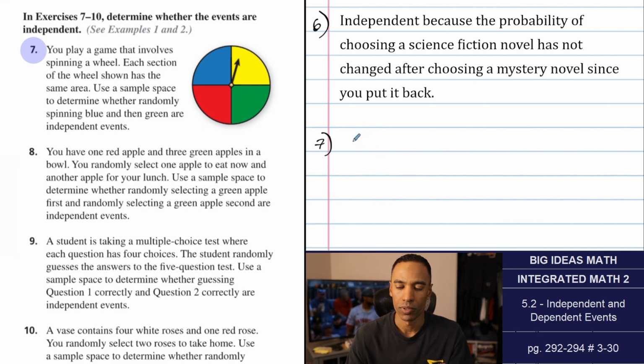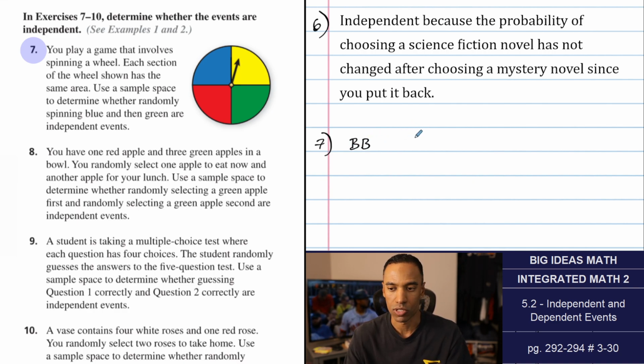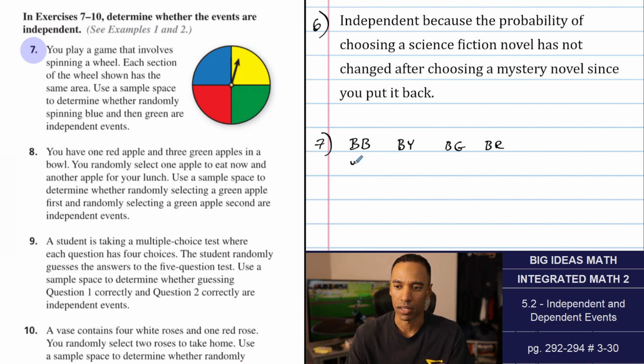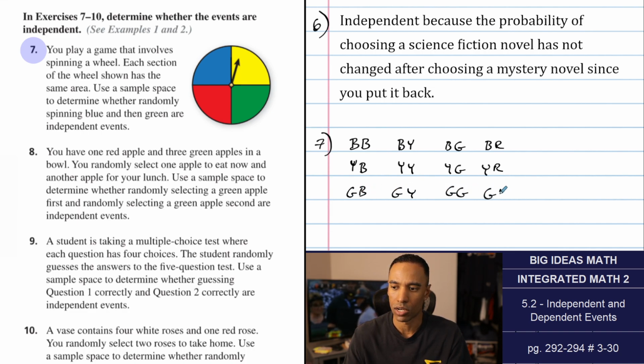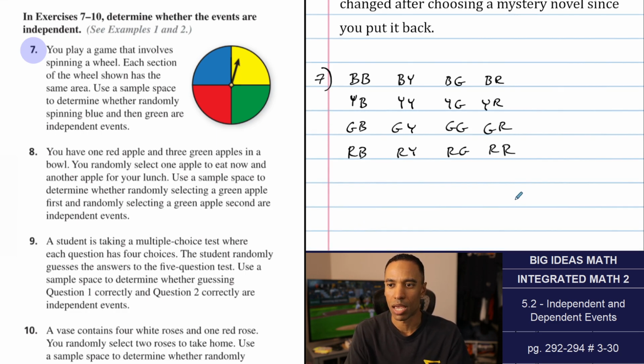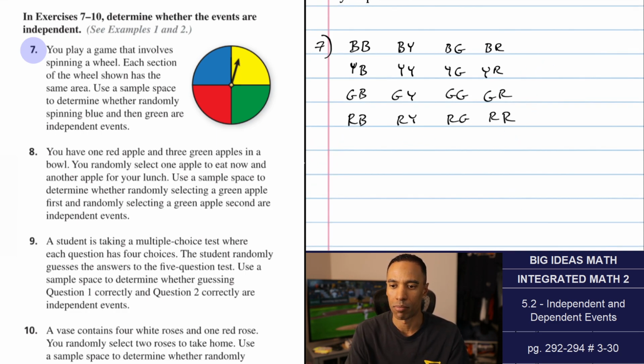If we started with blue, I'll just write these this time. There's blue and blue, right? That's possible. It's not like blue goes away. There's blue, blue, blue, yellow, blue, green, and blue, red. What if we start with yellow? There's yellow, blue. I'm going to keep repeating like this. Yellow, yellow, yellow, green, and yellow, red. And then it keeps going. Let's go to green. Green, blue, green, yellow, green, green, green, red, or red, blue, red, yellow, red, green, red, red. So there's a sample space of 16 different outcomes that can occur.